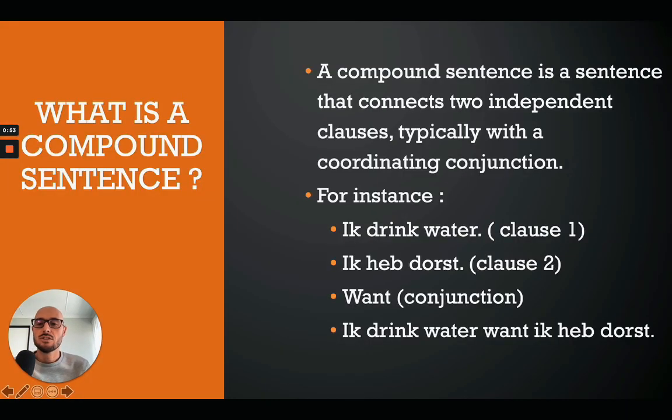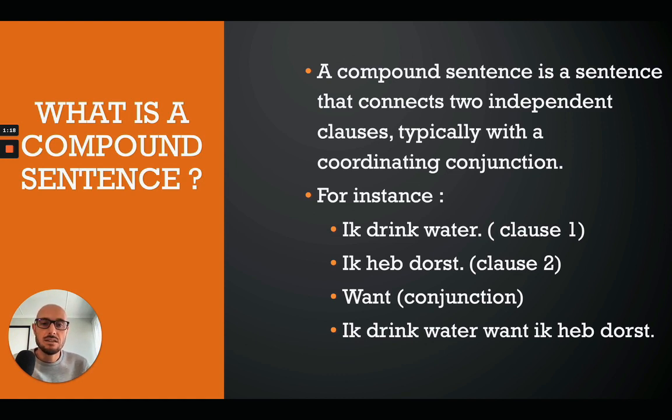Alright, so first of all, I'd like to explain to you what a compound sentence is. A compound sentence is a sentence that connects two independent clauses, typically with a coordinating conjunction. So that would be the definition. However, it sounds quite heavy, so I want to make it a little bit lighter and more straightforward.